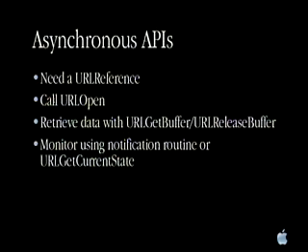The asynchronous APIs need a URL reference. In order to do an asynchronous call, you need to create a URL reference. The one call that you can make for this is URL open. URL open will either do an upload or a download, depending on what you've requested. You retrieve the data with URL get buffer and URL release buffer. You monitor the state of the transaction using URL get current state.